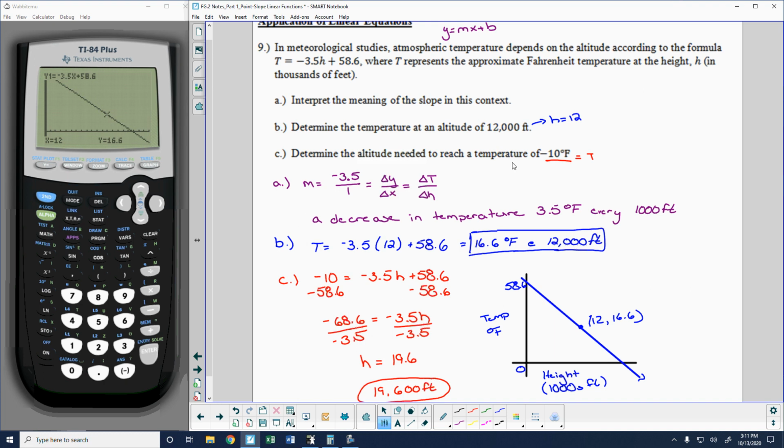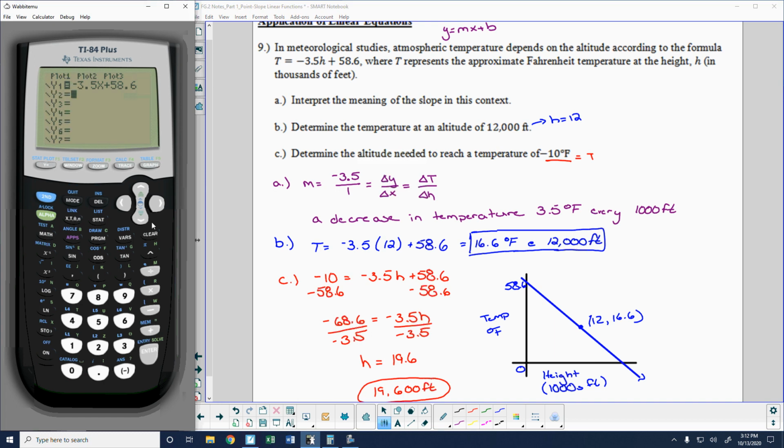If I want to solve C, this is a t or y value of -10. So if I know the y value, what I have to do there is graph another line and find the intersection. So I'm going to go to y equals. I know my y or my t value again is -10. So I'm going to type in -10 here, and then I'm going to graph. And they cross. Where they cross is going to be my solution.